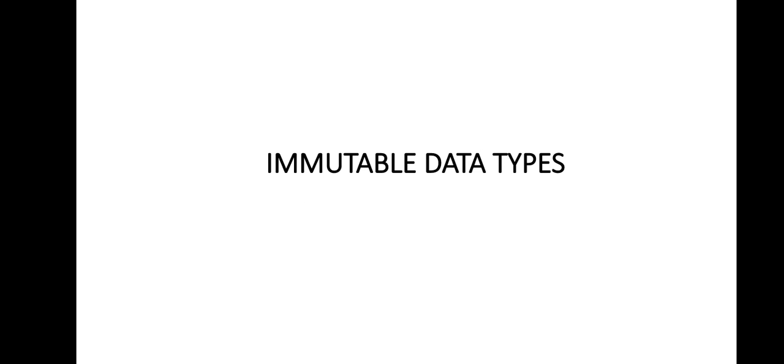We have already studied that immutable data types are like numbers, string, tuple. These are your immutable data types. And why do we call them immutable data types? Because when you change the value of the variable storing these immutable data types, the location of the variable also changes. Let us understand it with the help of an example.